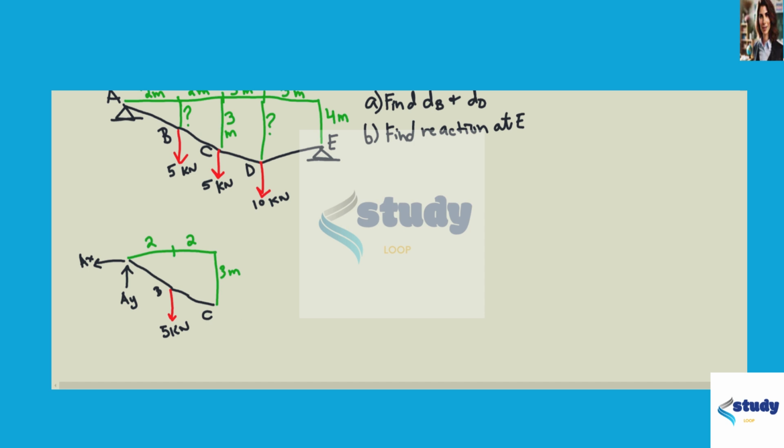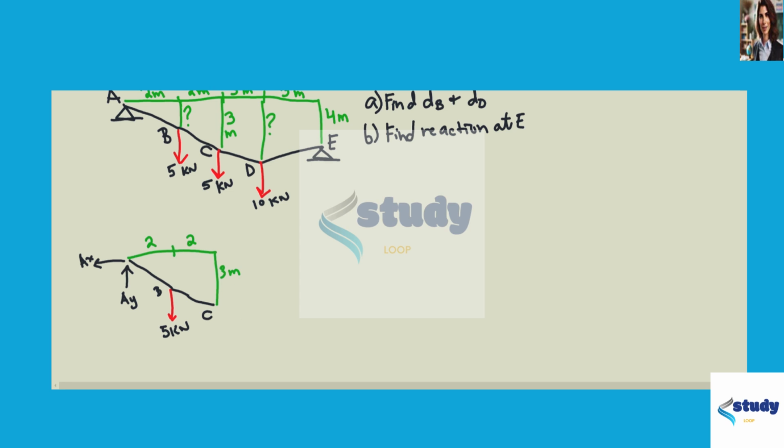The horizontal distance between A and B is 2 meters, B and C is 2 meters, C and D is 3 meters, and D and E is 3 meters. The vertical distance from A to E is 4 meters. The vertical distance from A to C is 3 meters. For part A, we are calculating the vertical distance between A and B, the distance of B, and the vertical distance from A to D, distance D. And for part B, we are finding the reaction at E.